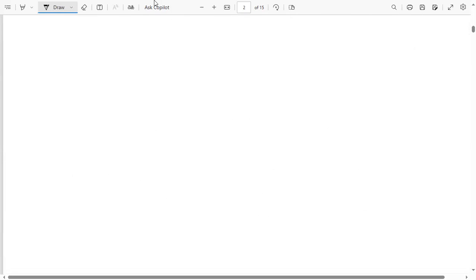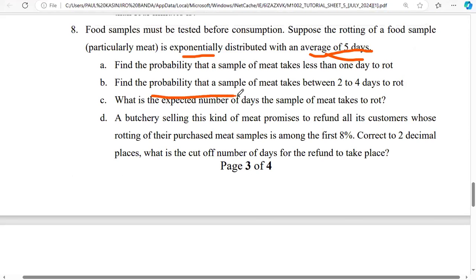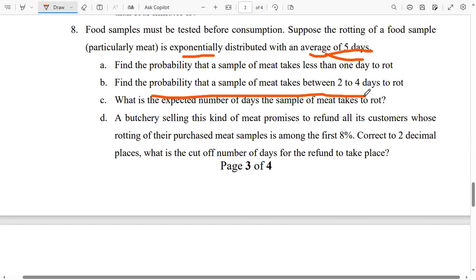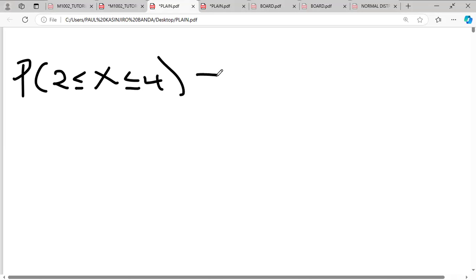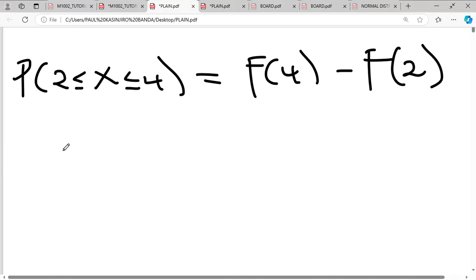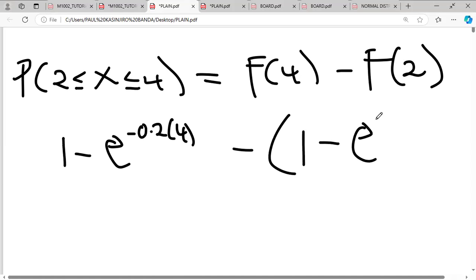And then the other question, they're saying find the probability that a sample of meat takes between 2 to 4 days to rot. How do you find that? This is the probability that x is between 2 and 4 days. So this is just F of 4 minus F of 2. F of 4 is 1 minus e to the power minus 0.2 multiplied by 4, minus 1 minus e to the power minus 0.2 multiplied by 2.